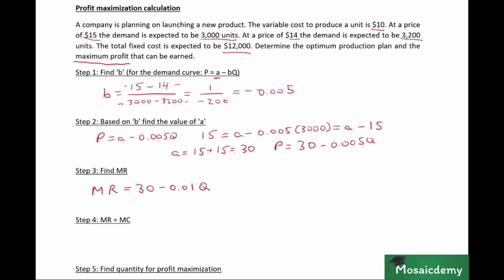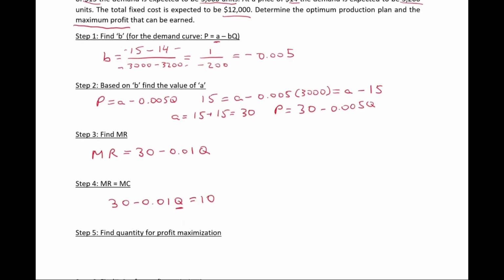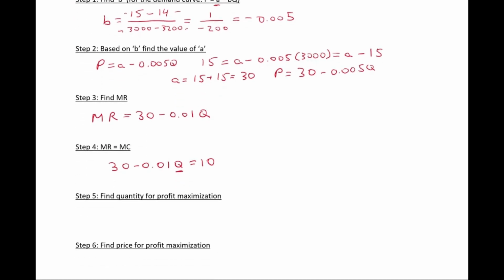Third step, we set this equal to MC, because remember, profit is maximized where MR, marginal revenue, is equal to MC, marginal cost. So if MR is equal to 30 minus 0.01 Q and MC, which is the variable cost, is equal to $10, we get this equation. And based on this equation, we can find the value of Q, which is our next step. Find the quantity where profit is maximized, which is basically Q in this equation.